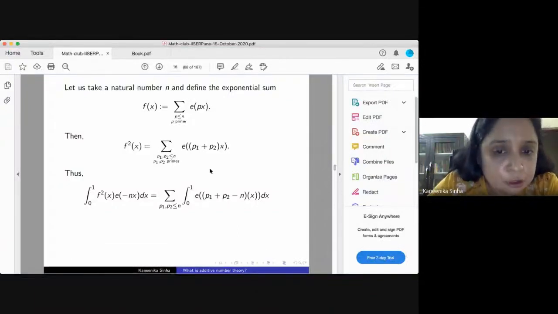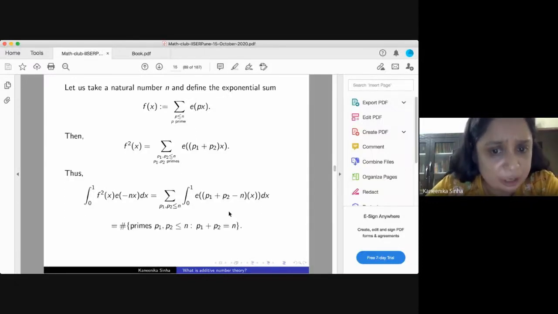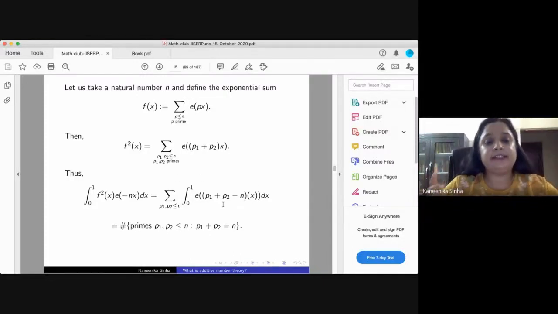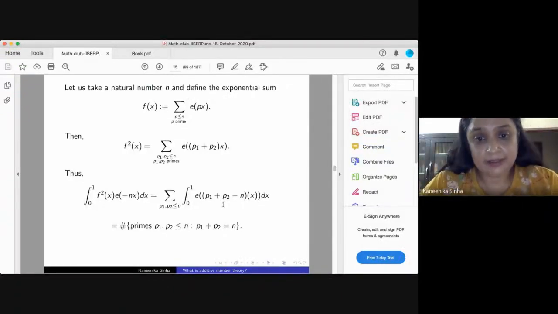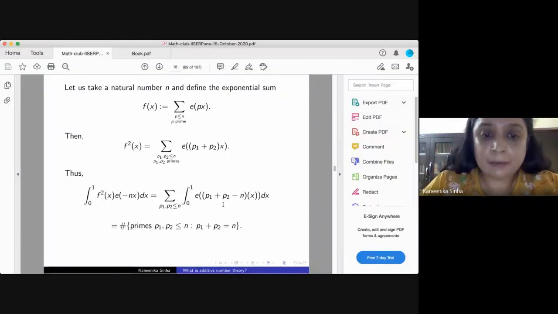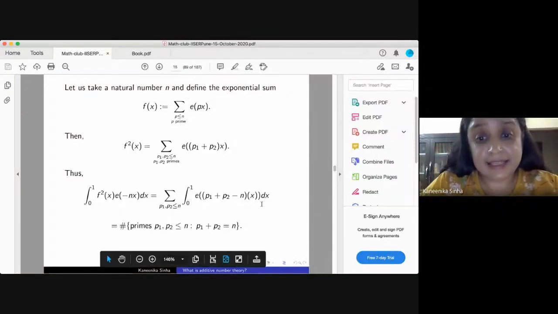Now, what do you know about the inner integral? The inner integral takes the value 1 exactly when p1 plus p2 minus n is 0. Otherwise, it takes the value 0. Therefore, this nice integral expression coming from exponential functions is actually a counting quantity. It is recording the number of primes p1 and p2 up to n so that their sum is exactly equal to n.